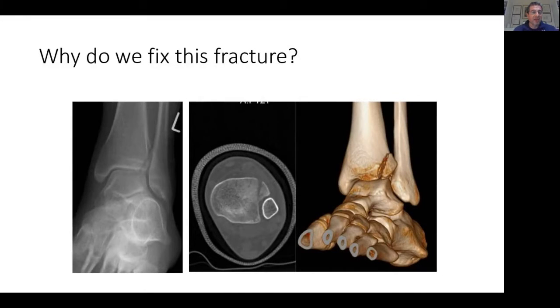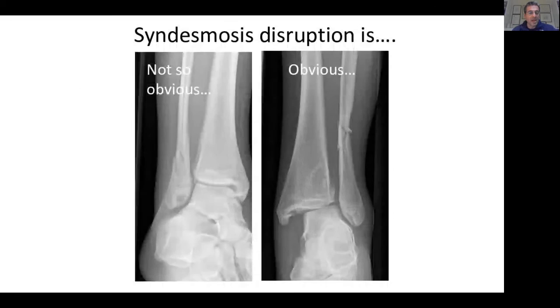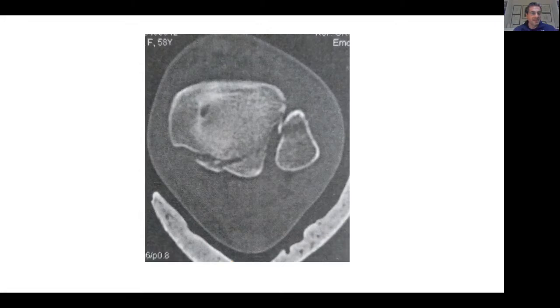And why would we fix this injury anatomically? This actually would be for the ligaments to heal at the right length and tension, and for the syndesmosis and the whole of the ankle joint to work properly in the future. Sometimes the syndesmosis disruption is obvious and sometimes not so obvious, and therefore you need more advanced imaging to assess all aspects of the injury to your ankle, and that's the CT scan.